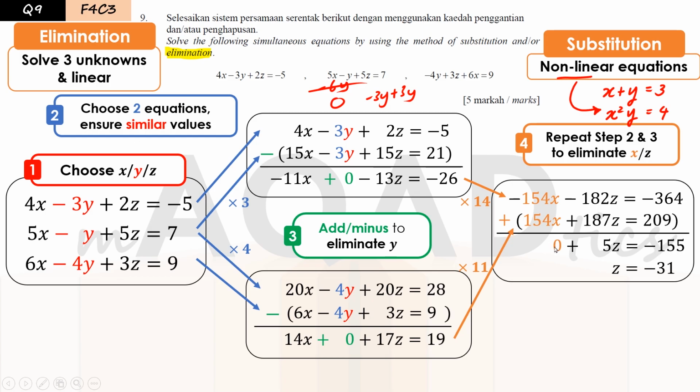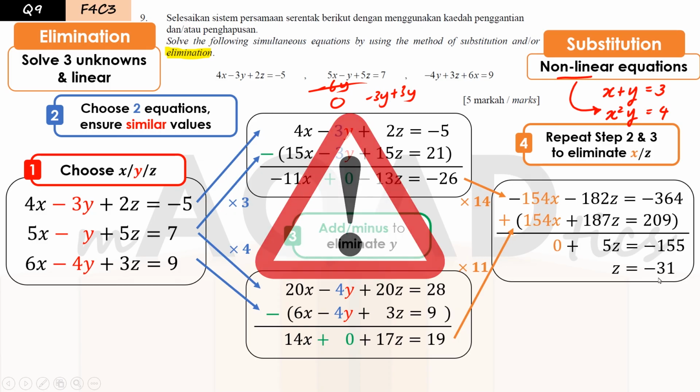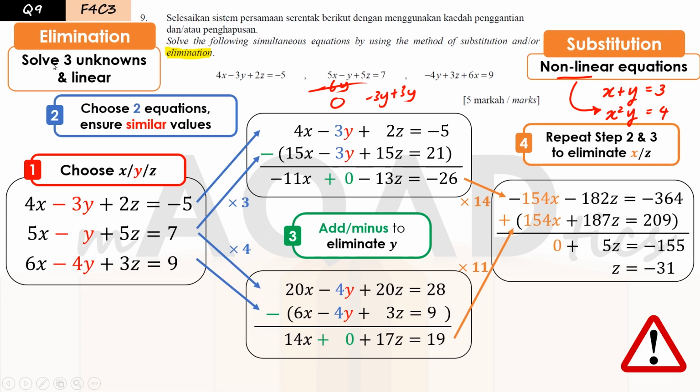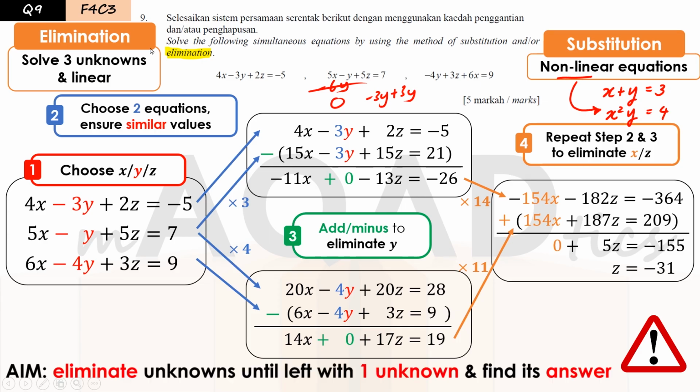So now, as you can see, the x value has been eliminated. So now, we have achieved the elimination's purpose, which is we remove or eliminate the unknowns one by one, which is the x and the y. And then we are left with one unknown, which is z. And then we have found the answer of the unknown, by moving 5 to the other side, and then we can get it, which is negative 31.